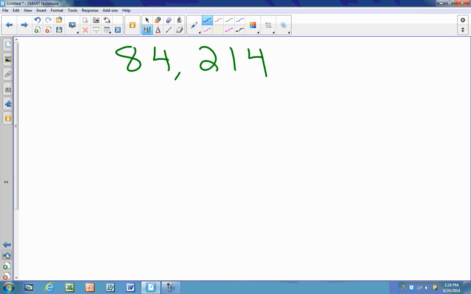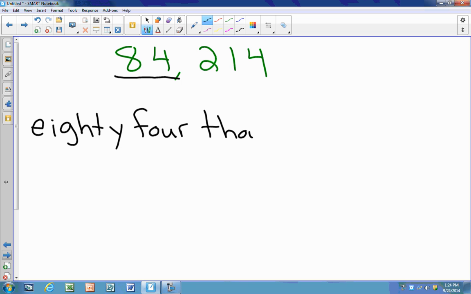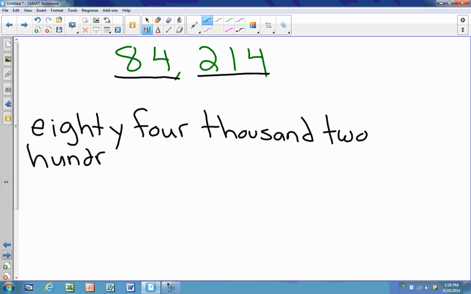So if I have standard form, I'm going to read my number, which is 84,000. I'm going to stop at the 1,000 and write that. 84,000. Now I'm going to read the rest of it, 214. So I write 214. And now I've converted between standard form into word form.